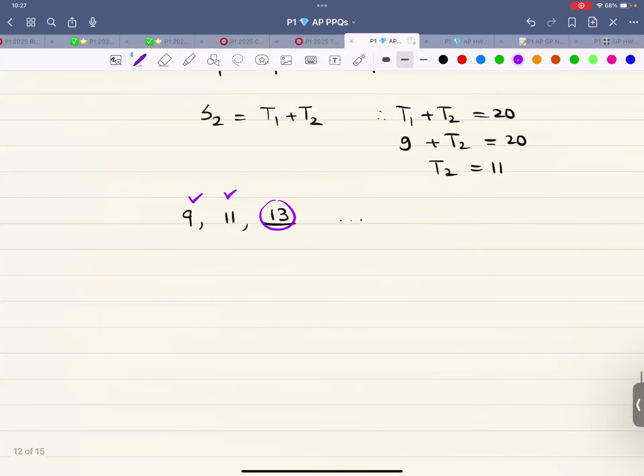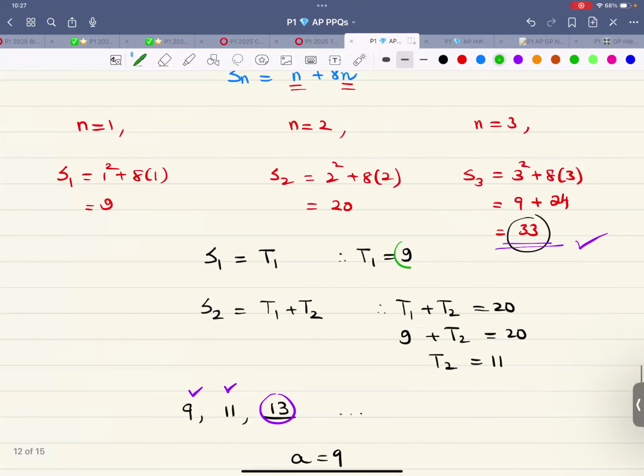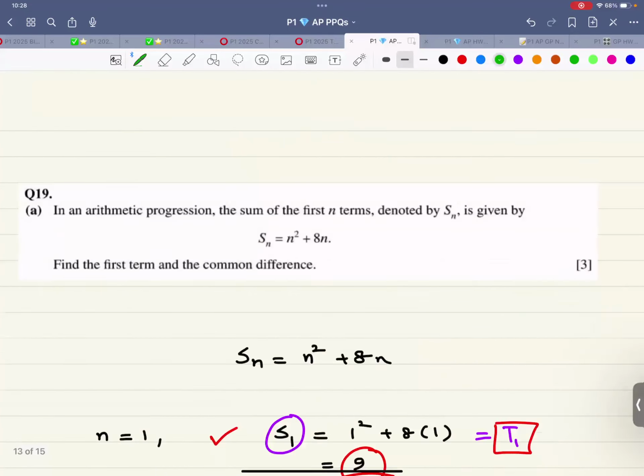They are looking for the first term and the common difference. The first term is 9 and the common difference is 2. Now, what is the mistake people make? They think that 9 is the first term and 20 is the next term and the common difference is 11. That's wrong because this is not the term formula. This is the sum formula that they have created. They have created a number pattern out of it.